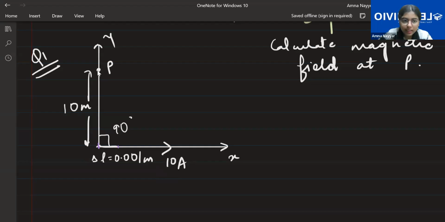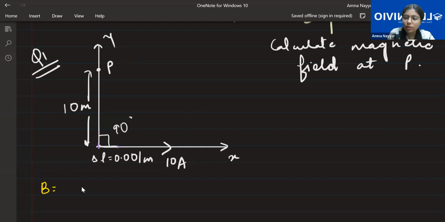The separation between the point P and this wire is given as 10 meters. There's a small element already given in the question, delta L, that is 0.01 meter. Since both are axes, y and x, it's obvious whether it's mentioned or not that the angle will be 90 degrees. All three axes are perpendicular. We'll use Biot-Savart's law to calculate the magnetic field.